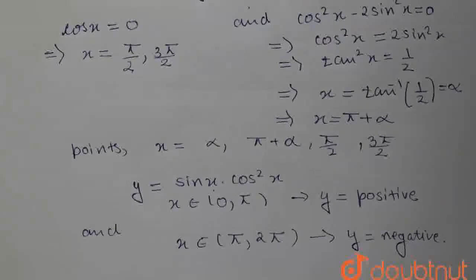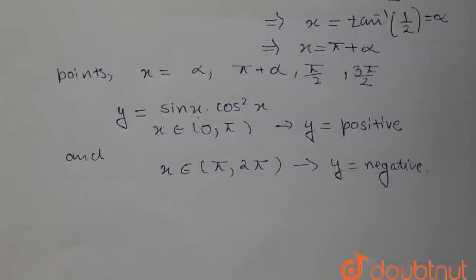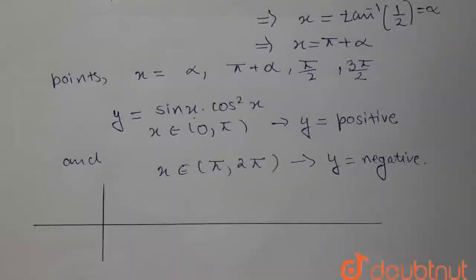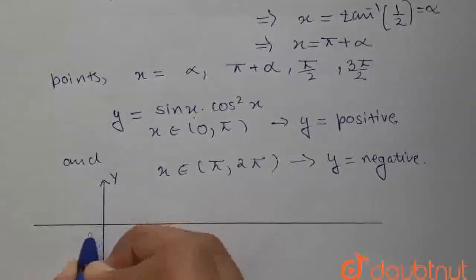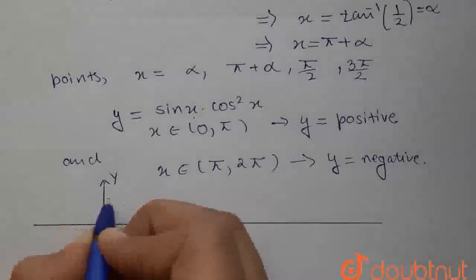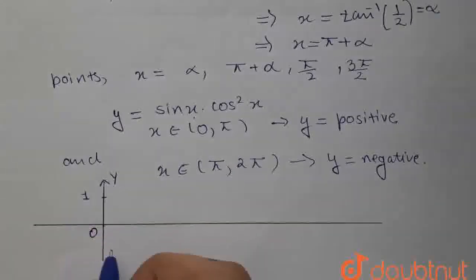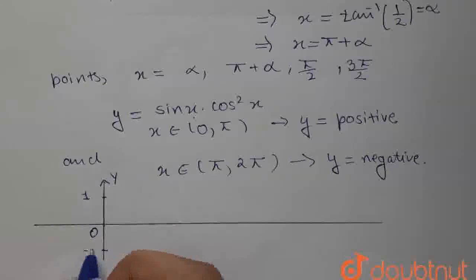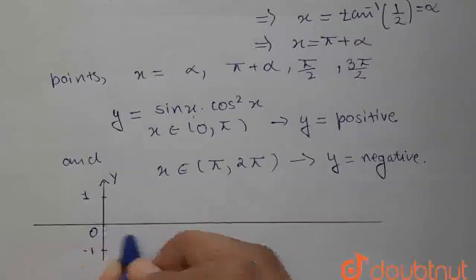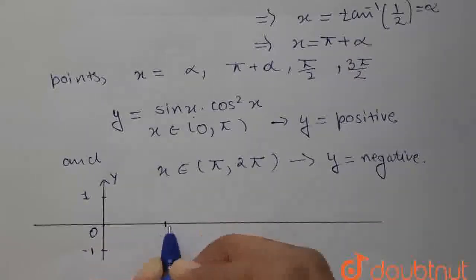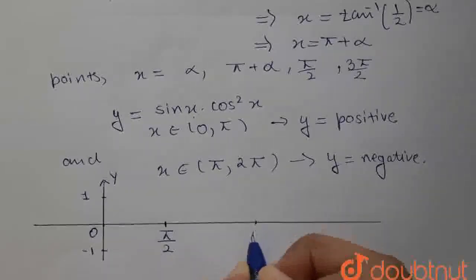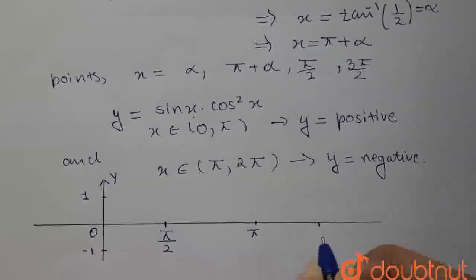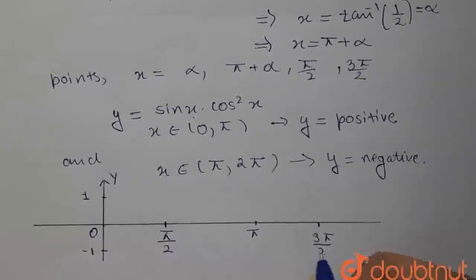Okay, now let us draw the graph. This is our y-axis. Here we have 0. Here we will have positive values, and this side we will have negative values. So from 0 to pi by 2, then from pi by 2 to pi, then to 3 pi by 2, and then to 2 pi.